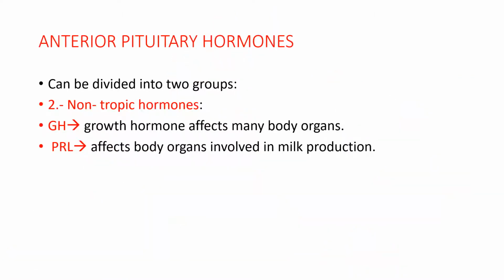There are two anterior pituitary hormones which are non-tropic hormones. Those are growth hormone and PRL. Growth hormone has a profound effect throughout the body, which we'll discuss later. PRL is involved in milk production.